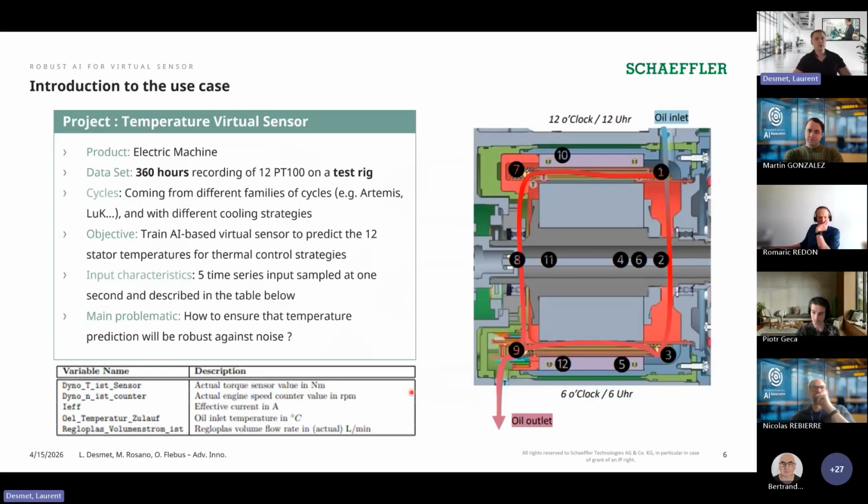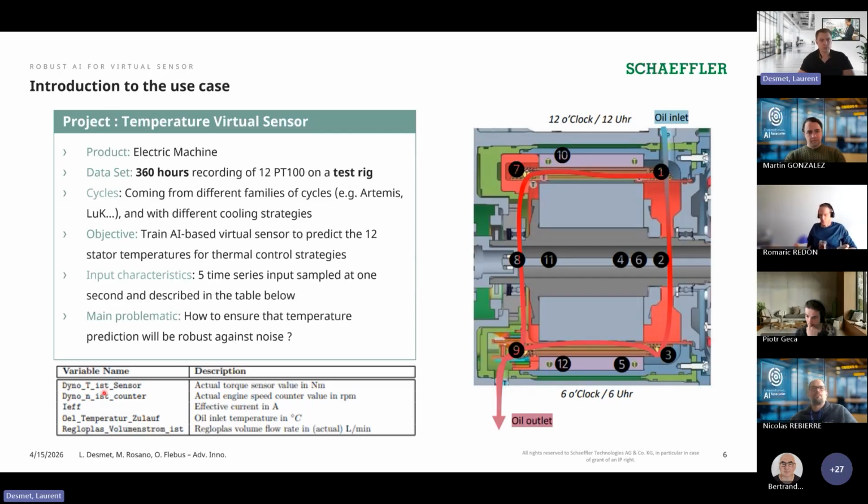So the industrial use case was the following. We have an electric machine over there, and we have 360 hours of temperature recording. We put different sensors over there. So here you have the different sensor positions. And we have very different kinds of cycles to play, okay? We have the Artemis cycle, we have the WLTC cycle. We have plenty of different cycles. And obviously, the final objective is to train a surrogate model which will provide the different temperature estimations. For this, the neural network can rely on different inputs provided by other sensors, which are described here.